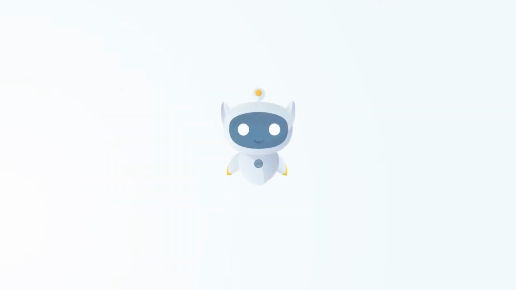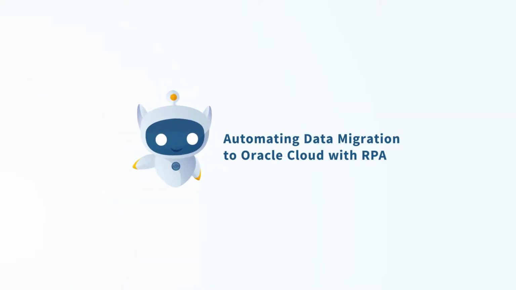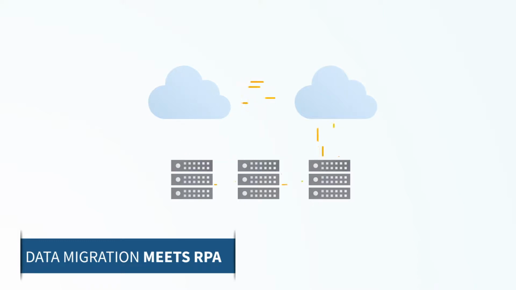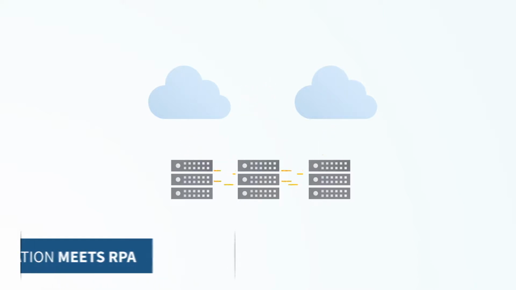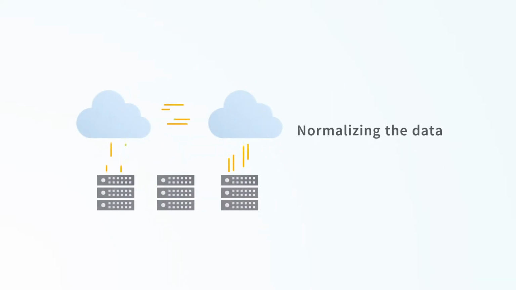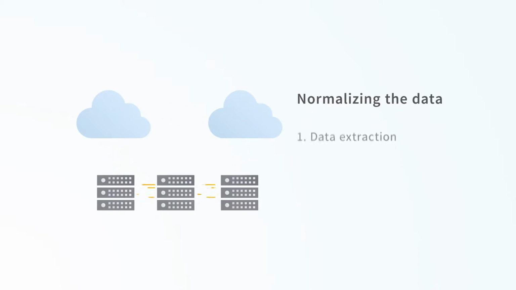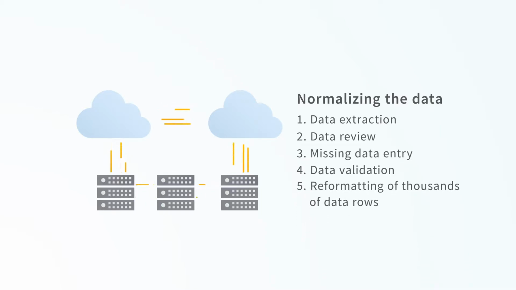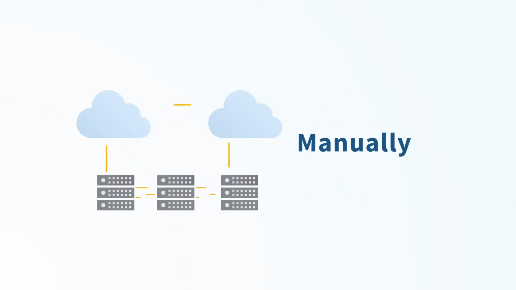Today I'll be walking you through how RPA can help you automate the processes for data migration to cloud. Whether on-prem to cloud or one cloud application to another, performing data migrations is tedious, time-consuming work. This involves normalizing the data based on differences within the source systems. This process often requires data extraction, data review, missing data entry, data validation, and reformatting of tens of thousands of data rows prior to conversion, all done manually.